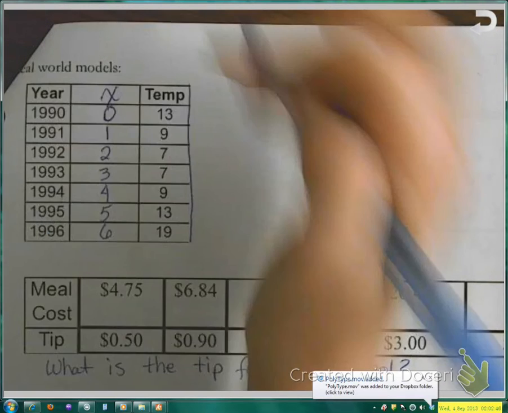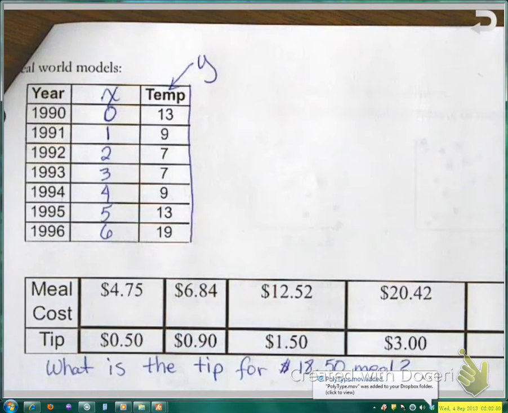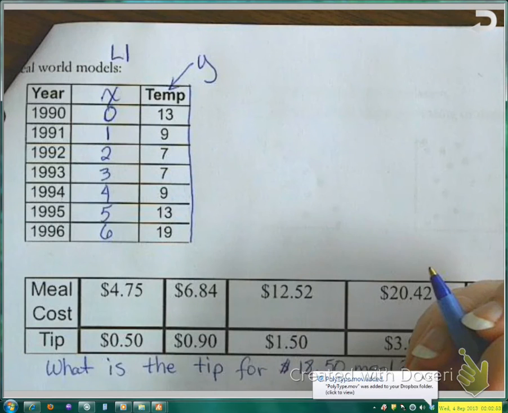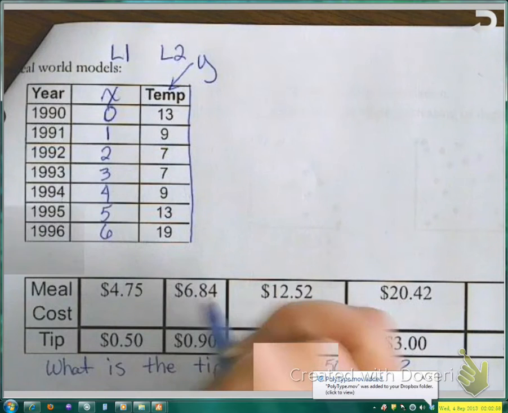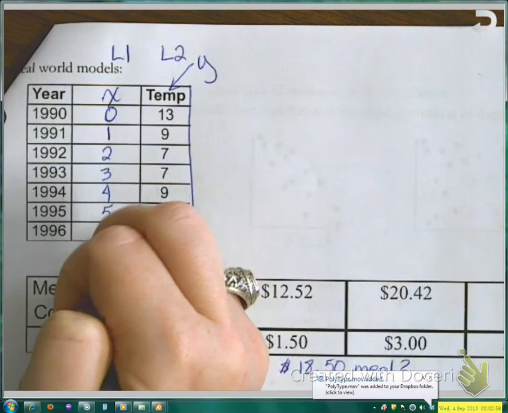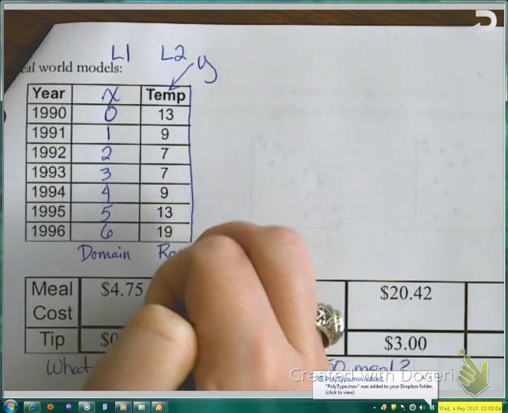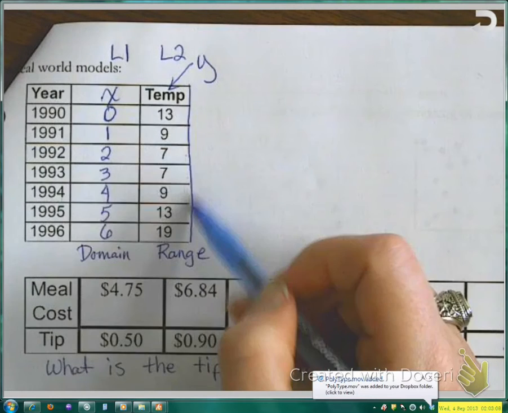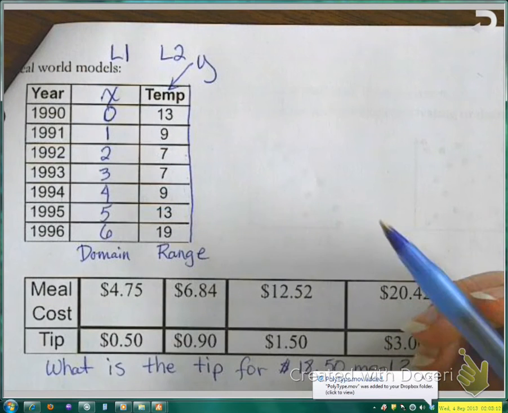The temperature is my Y column. So my X would go in the L1 in the calculator. The temperature would go into L2. The X corresponds to the domain, and the temperature corresponds to the range. Now, if you'll notice, there's duplications in the range. Okay? Now, if you look at this data, your first guess, what kind of data do you think it is?